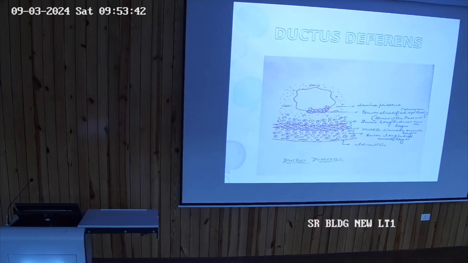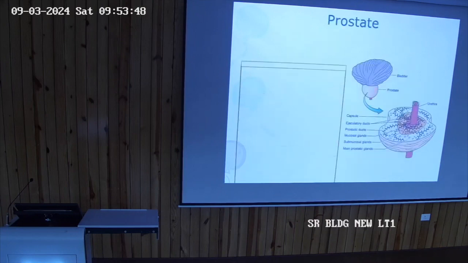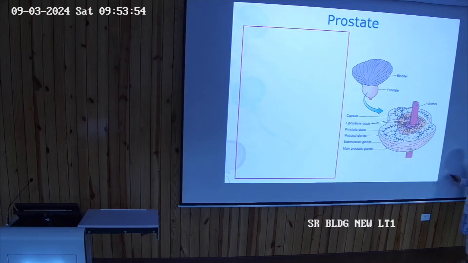What is the function here? Why are these muscular layers required? Peristaltic contraction. Then the outer adventitia. Next, this is the prostatic urethra, and there are three zones here which are surrounding this prostatic urethra. The inner one is mucosal, then we have the intermediate one, submucosal, and the outermost one, main. This is different from the gross anatomy section. Histologically, we have divided it into three parts: mucosal, submucosal, and main.